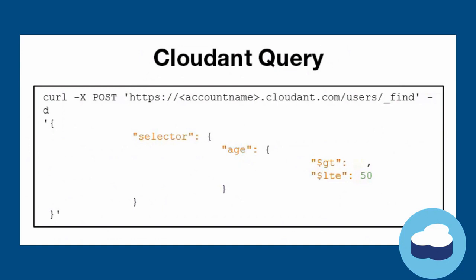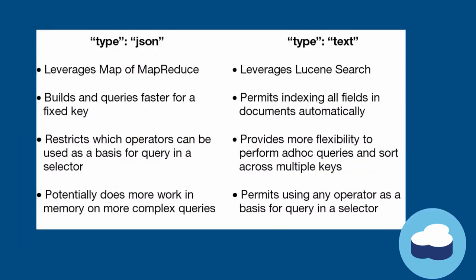With Cloud and Query, you would use the syntax shown here to query all users between the ages of 25 and 50 instead of the view syntax seen previously. Here we are not using the view syntax. Then there are typically two types of declaration, the type JSON and the type text.